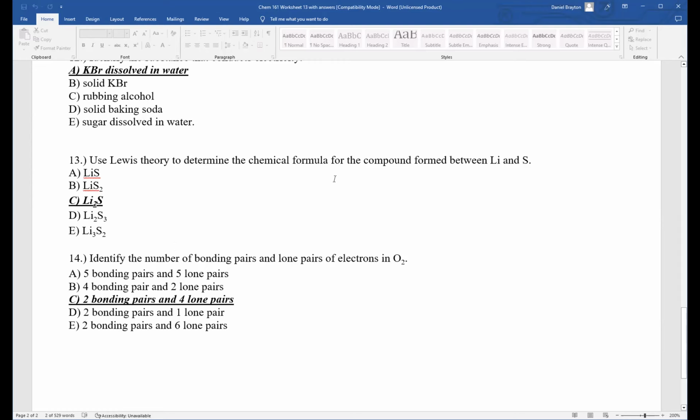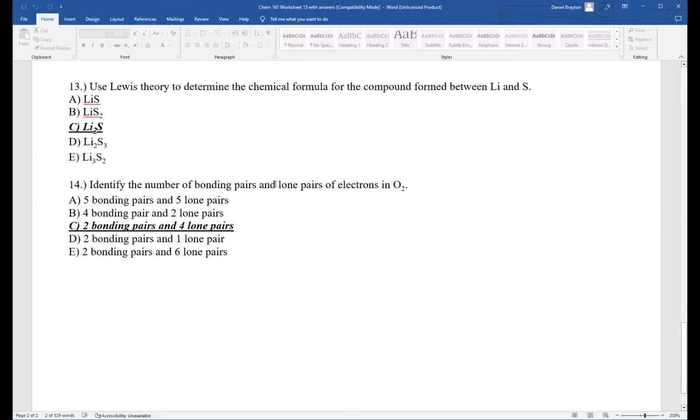Use Lewis theory to determine the chemical formula for the compound between lithium and sulfur. Sort of the same thing as above, and when we covered the naming of these things way back when, lithium's in group 1, so +1, sulfur's in group 6, so -2, so you need 2 lithiums for every sulfur.